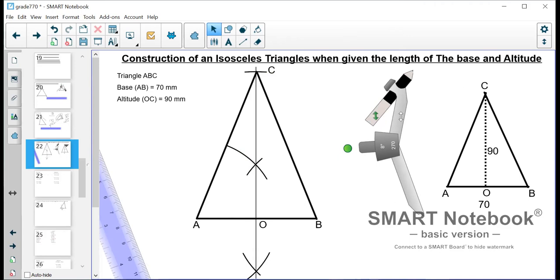All right, there are no variations as it relates to this construction. This is how it will be constructed once you're given the length of the base and the altitude.